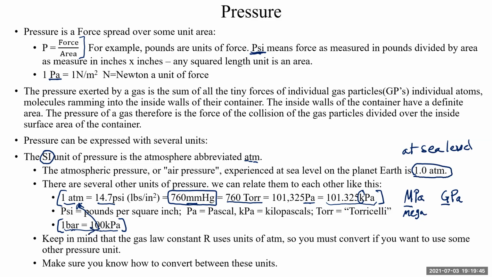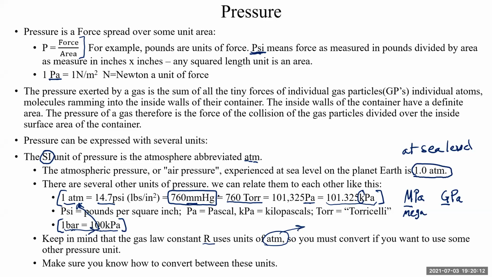So the gas law constant R uses units of atmosphere. If you want some other unit besides atmospheres, you're going to have to do some unit conversions, converting from atmospheres to one of these other units. For example, if you're in America, you probably want either PSI or bars, so you're going to want to convert from atmospheres to bar.